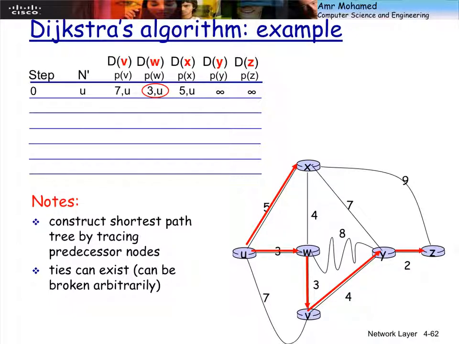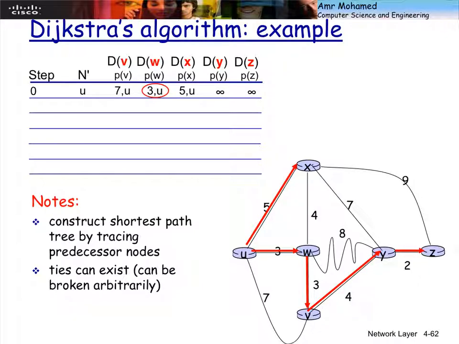So first step is clear, okay? In every iteration, you add one node. Then you calculate the minimum cost for all the adjacent nodes to any node in N dash. For example, in the first iteration, we added node W because W is the minimum out of these. You have 7, you have 3, you have 5, right? So the minimum here is 3. So node W will be added to N dash. So later, N dash will contain U and W.